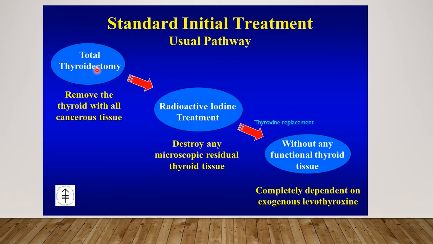Once the patient undergoes both these ablative treatments, the patient is without any functional thyroid tissue. So these patients are completely dependent on exogenous levothyroxine. They have to take thyroxine, and this is known as thyroxine replacement therapy, which gives the maintenance thyroxine for the patient's bodily functions.